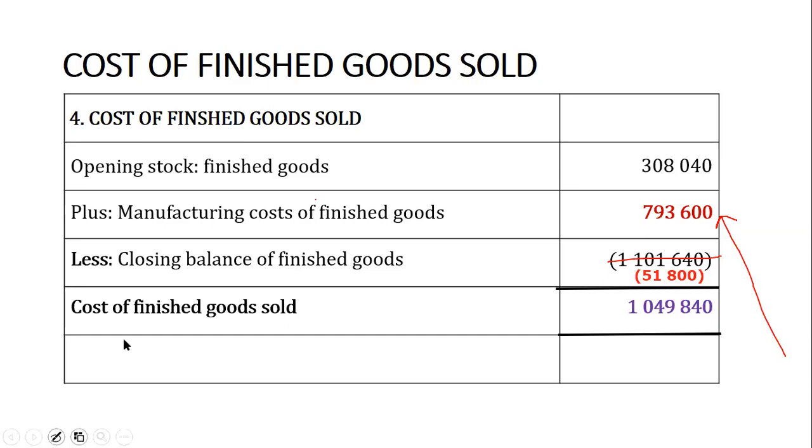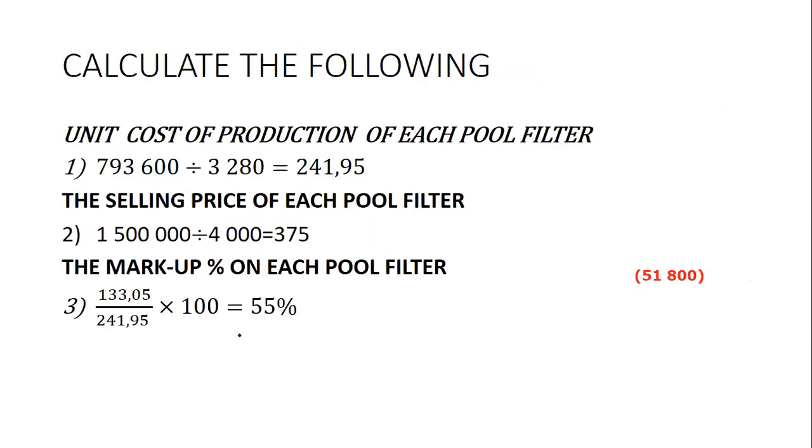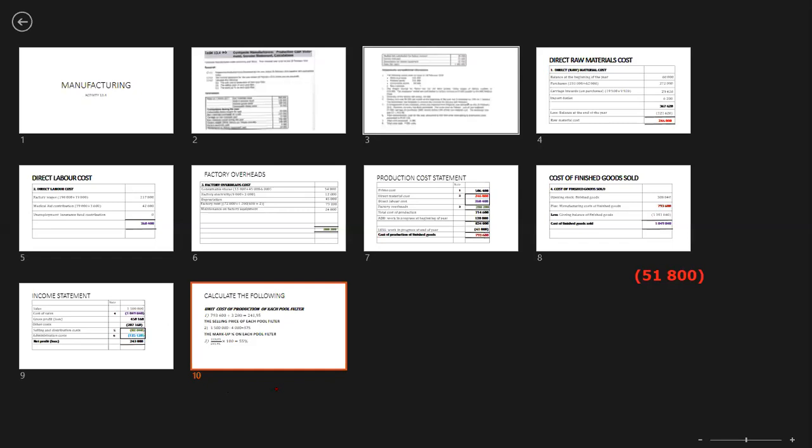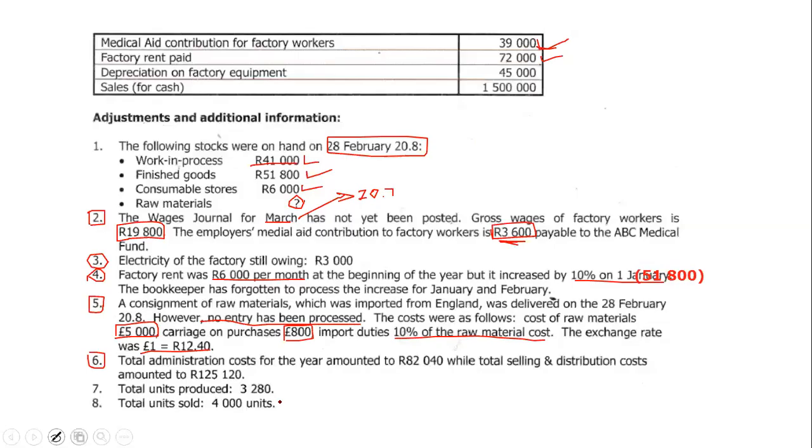Now, with your 5 minutes, the reason why you were asking me what happened with that number of units produced and number of units sold, I'm going to go to that information quickly. Actually, I'll just take a minute of your time. Units produced is 3,280 and units sold is 4,000.